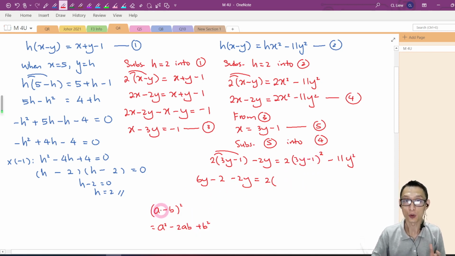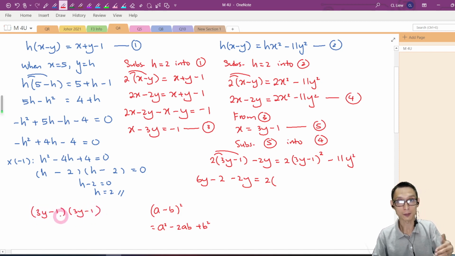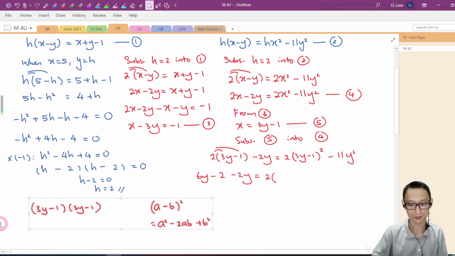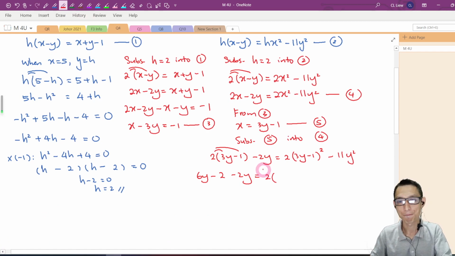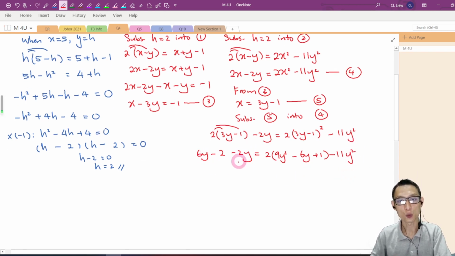So let's say if you are not really familiar with this formula, you actually can do it this way. Do some expansion here first, then only copy the answer inside into here. Both you will get the correct answer. Okay, now let me do expansion using a formula. 9y squared, so 6y plus 1 minus 11y squared. So 6y minus 2y, you will get 4y minus 2.